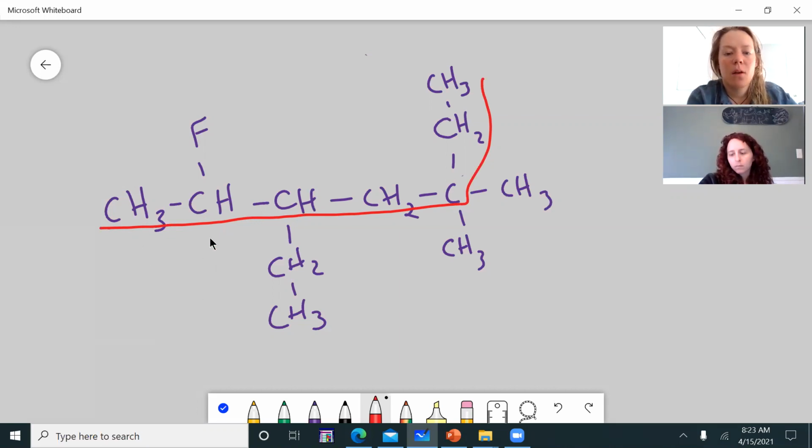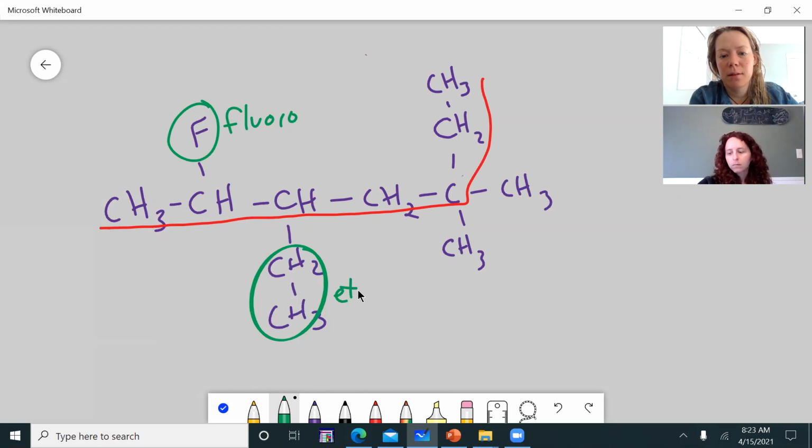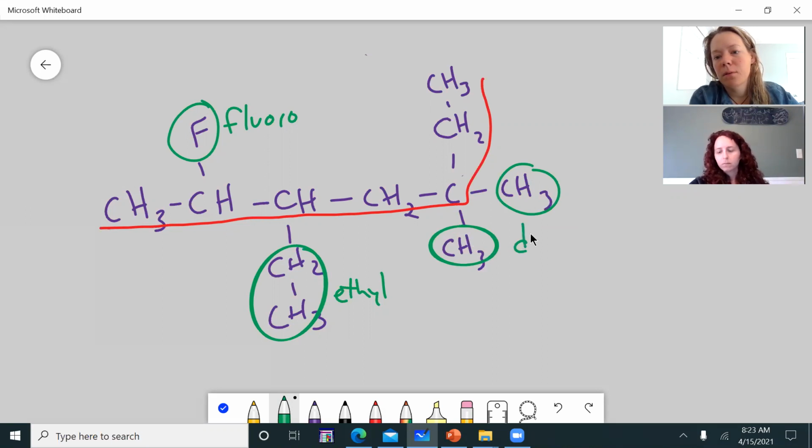So accessories, we've got a fluoro. We've got, this is an ethyl. So 2 carbons coming off the main chain that are connected to each other like this is an ethyl group. Specifically, just an ethyl. And then over here, I've got a methyl and a methyl. So we would say that that's dimethyl. And they're both attached to the same carbon.